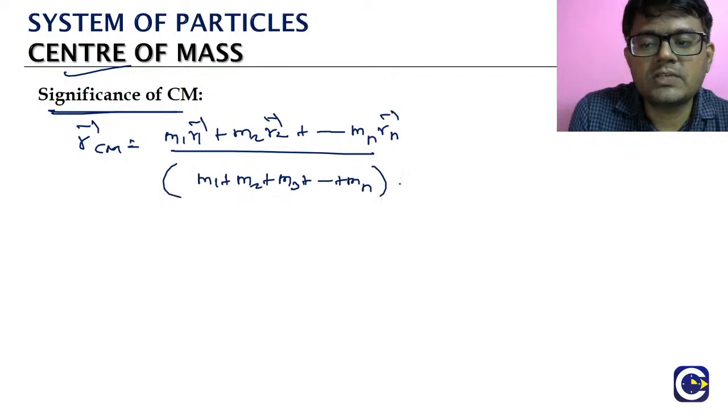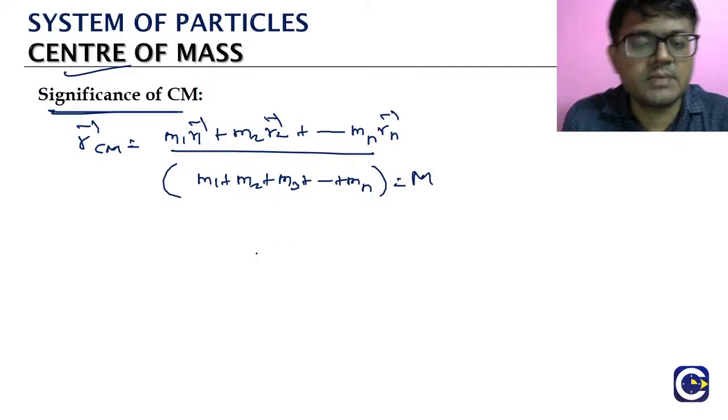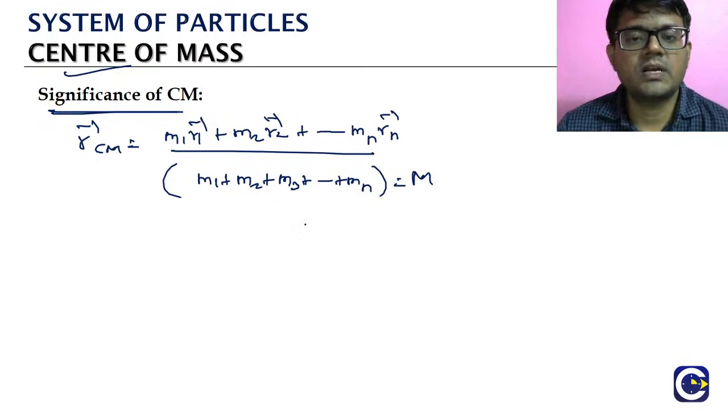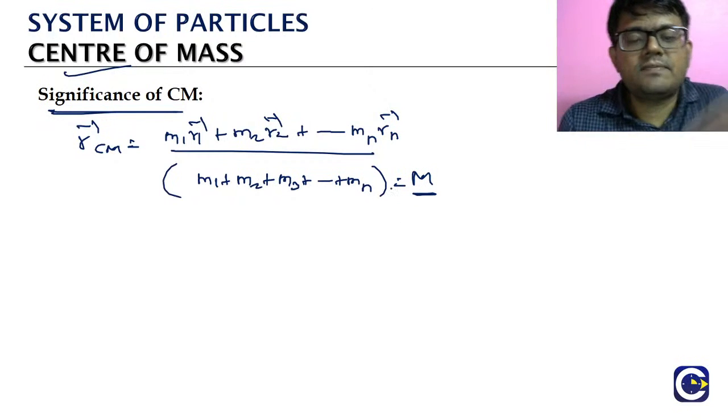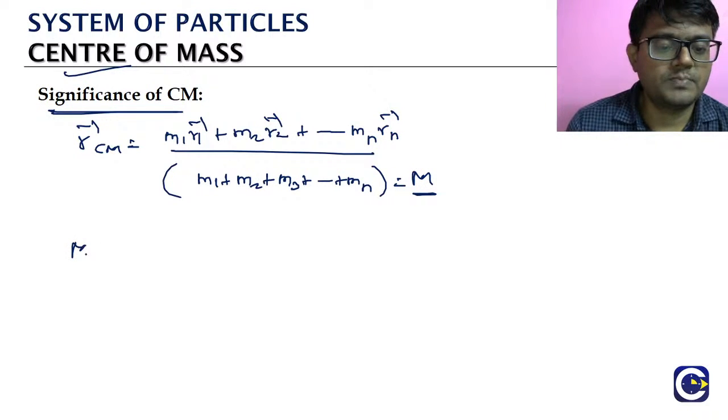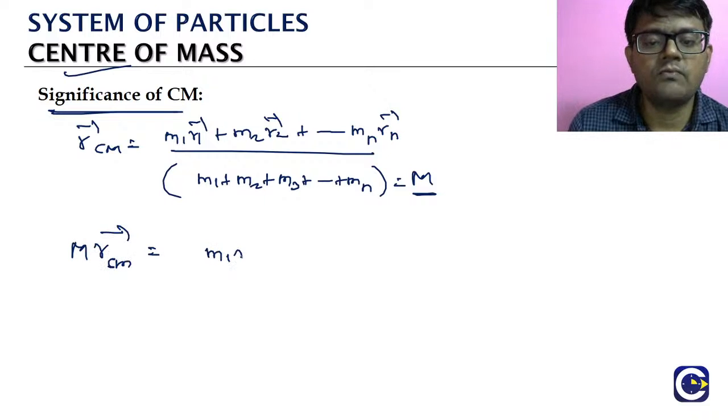So instead of this denominator, what can we say? This is the total mass of the system. Total mass of the system. Okay? If we take that capital M to the left side, it will go to the numerator. So see, capital M into the position vector of the center of mass is equal to m1 r1 and so on.